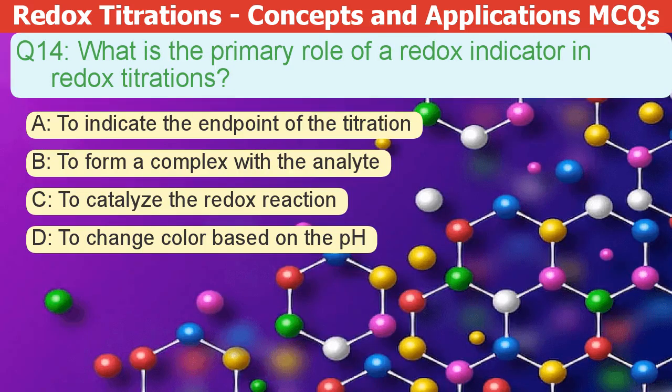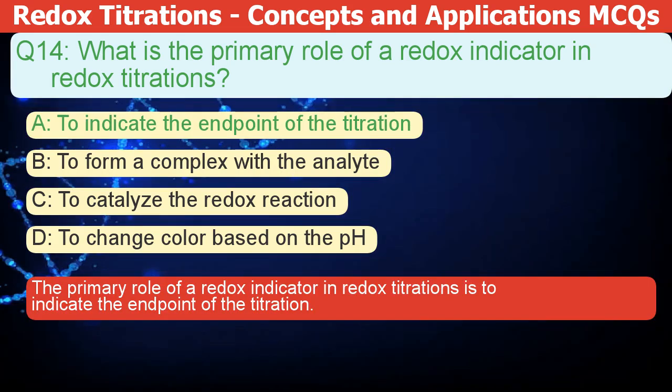What is the primary role of a redox indicator in redox titrations? A. To indicate the endpoint of the titration. B. To form a complex with the analyte. C. To catalyze the redox reaction. D. To change color based on the pH. The correct answer is A. The primary role of a redox indicator in redox titrations is to indicate the endpoint of the titration.